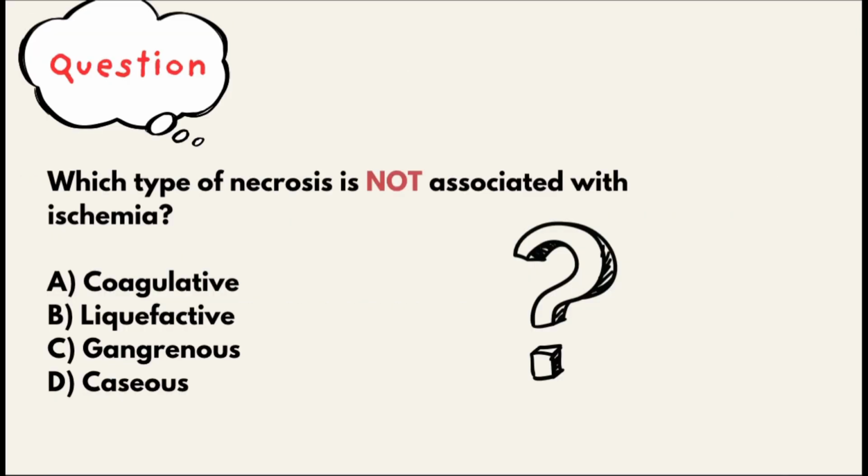Alright, here is a question for you. Which type of necrosis is not associated with ischemia? Option A, coagulative. Option B, liquefactive. Option C, gangrenous. And option D, caseous.